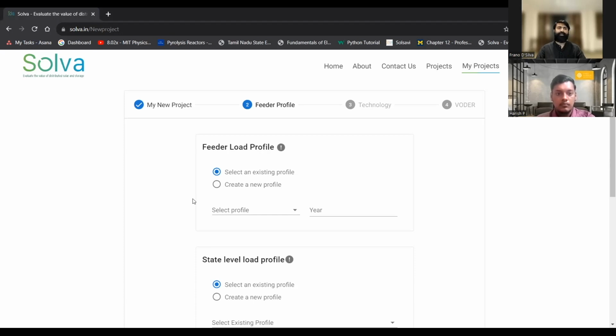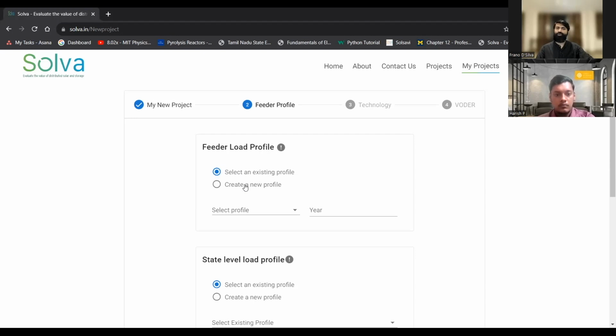box, and that will allow anyone who is using the tool to take reference of the profile that you have uploaded. In this way, we are also trying to create a data repository for peers who can then take references of load profiles and other uploads that can be used for the analysis using the Solva tool.